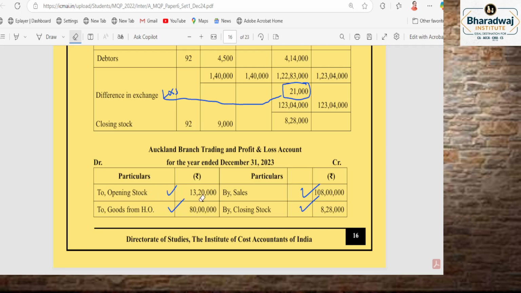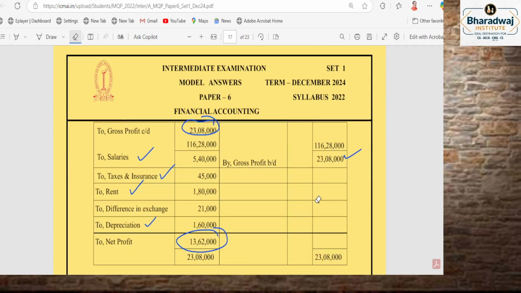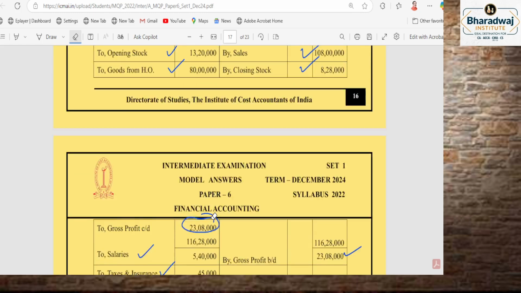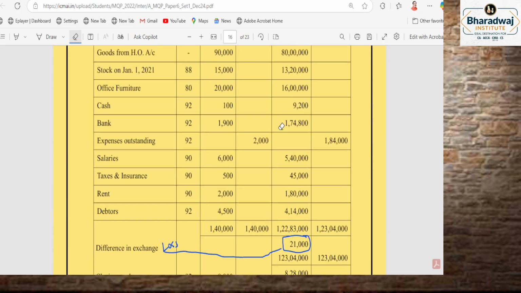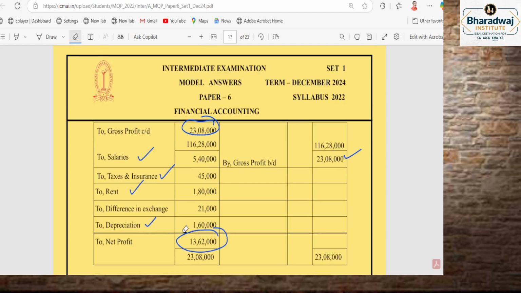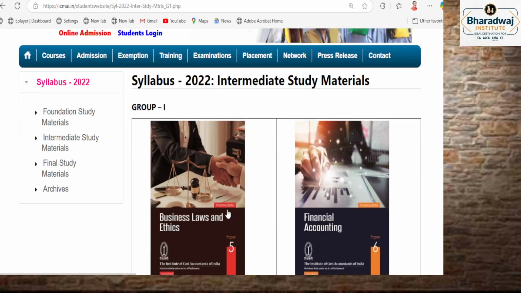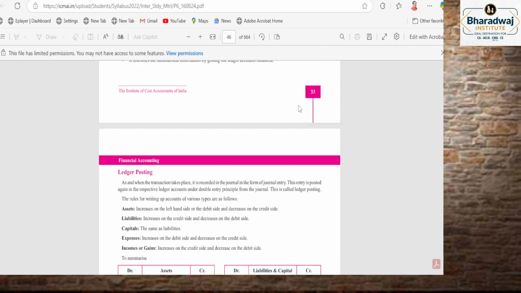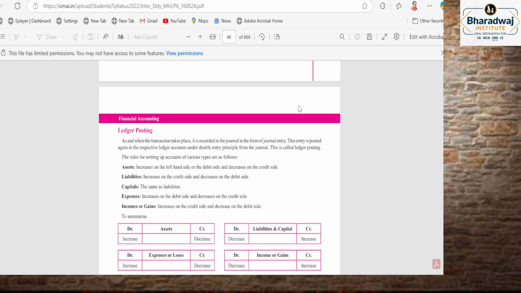Then they prepared opening stock, goods from head office, sales and closing stock they have recorded. Then bring the gross profit to the P&L account. Record salary, taxes, rent. That loss is recognized here. Depreciation of 1,60,000. Asset value, converted asset value. What is the converted asset value? 16 lakh into 10%, 1,60,000. Tally this, you get which one? Net profit. Apart from this, as I told you in the initial classes, you must go through which one? ICMA trial balance also. Those are questions also.